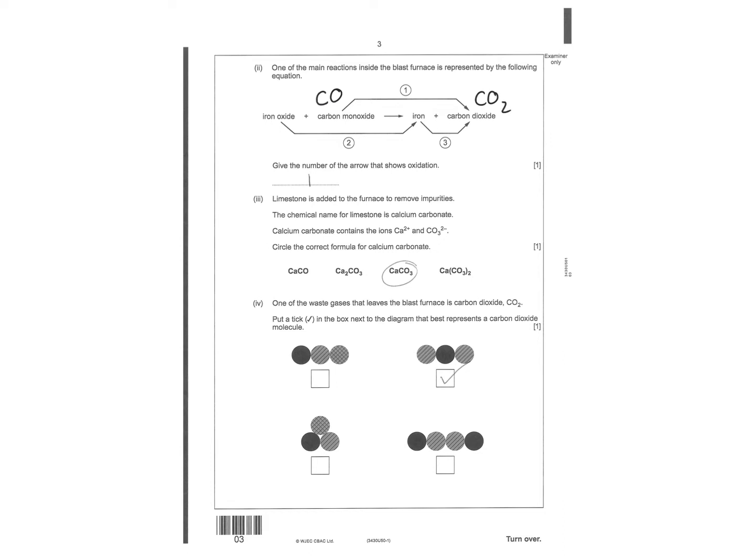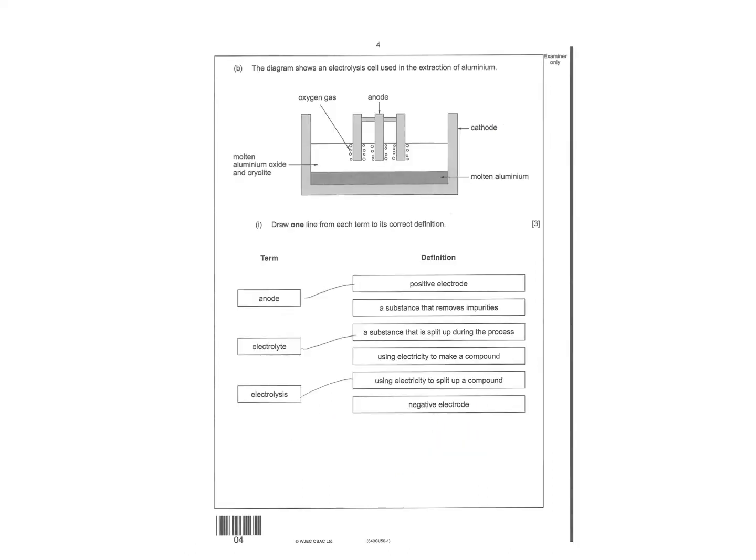Calcium carbonate contains this. Give the correct formula. Again, you could have swapped top and bottom, but they were exactly the same symbol, so nothing would have changed. And then the diagram that best represents CO2. It wouldn't have been that because it had 3 elements in it. It wouldn't have been that because it's got 3 elements. That's got 4 elements. And it could only have been that one because it fits exactly.